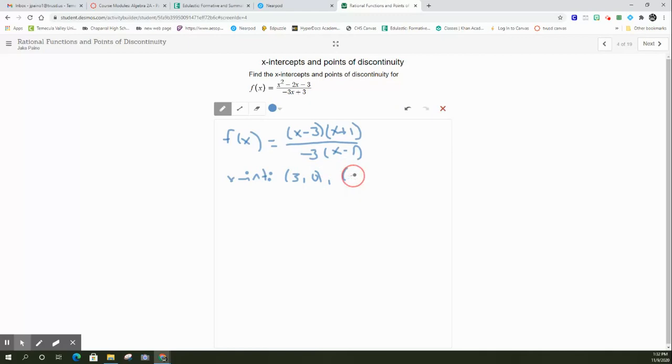and negative 1, 0. All right, my vertical asymptote, I'll just abbreviate that VA, okay, is what makes the bottom 0, so that's just x equals 1. Remember, we write it as a line, a vertical line, so it's always x equals. All right, so we have our vertical asymptote, and we have our x-intercepts.